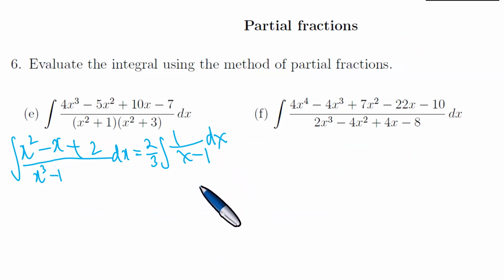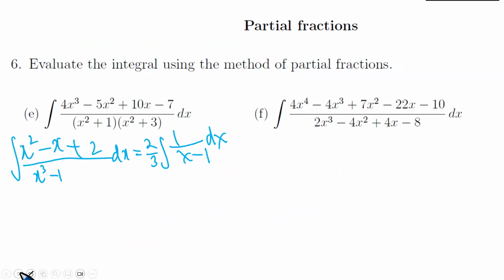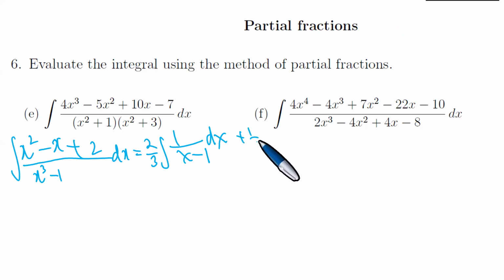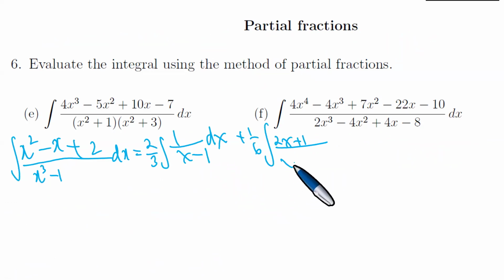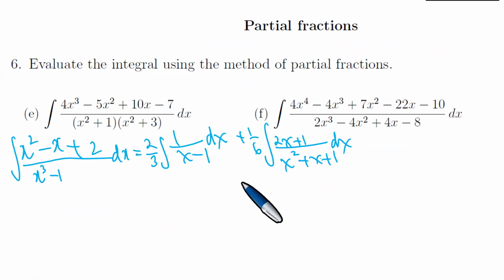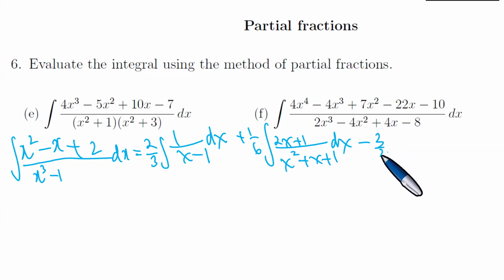Yeah, okay, we're back. And now it is 1 over x minus 1 for this one, and then 1/6 of the 2x plus 1 over x squared plus x. Okay, now the minus 9 out of 6 is the same as minus 3 out of 2. Right, that's minus 3 out of 2, the integral of that.